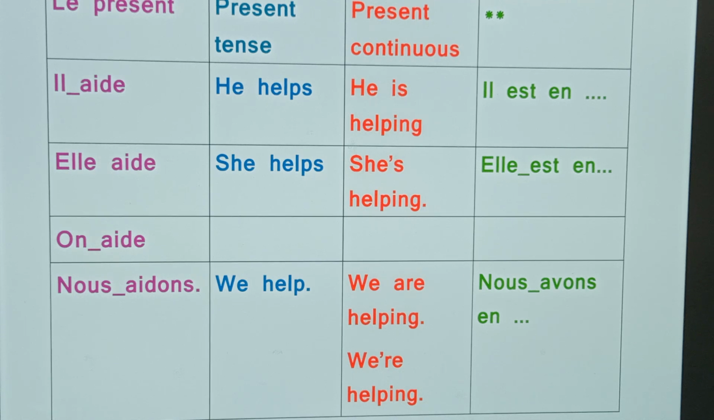So il aide, okay, he helps. Or the present continuous, he is helping. Il est en train d'aider. Elle est en train d'aider. Okay, elle aide, she helps, she's helping, elle est en train d'aider.